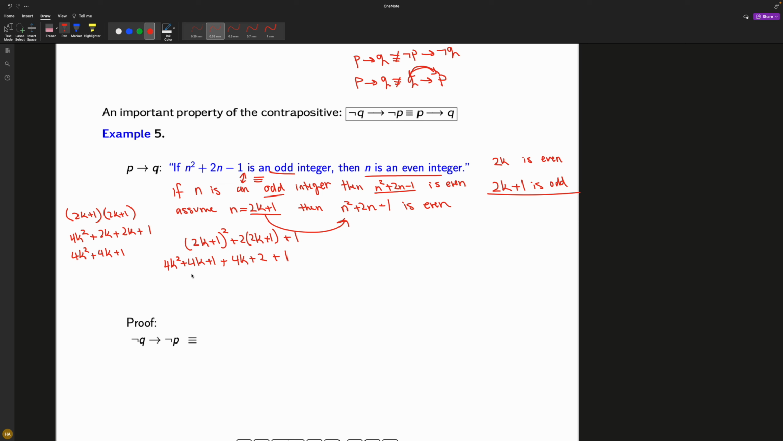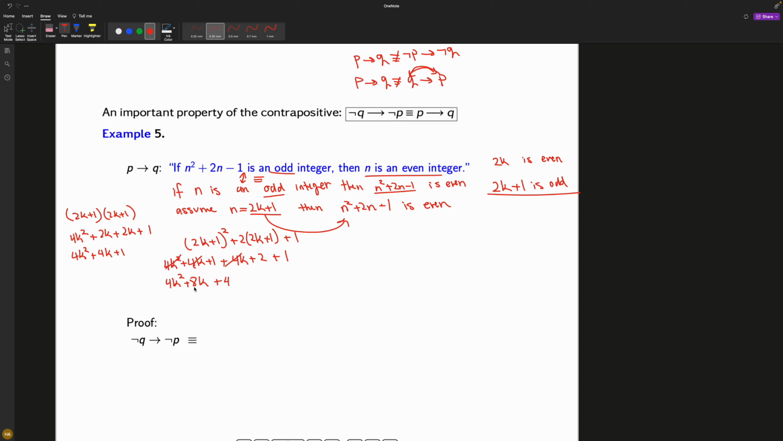Now we're just going to collect like terms. I'm not doing any special math here, right? 4k plus 4k is 8k, right? And then plus 1, wait, where am I? So I did this, now 1 plus 2 is 3, plus 1 is 4. Okay, now just looking at this, we don't know if this is odd or even, right?